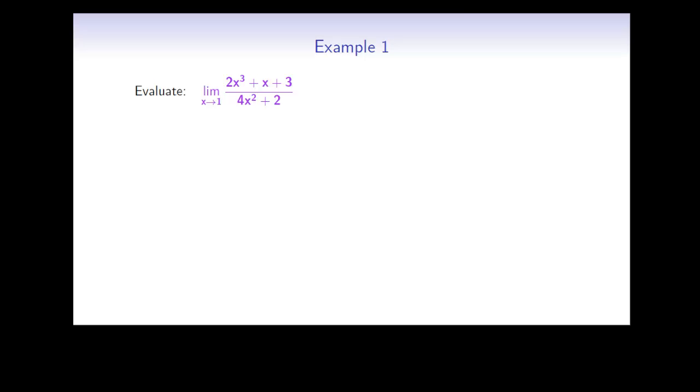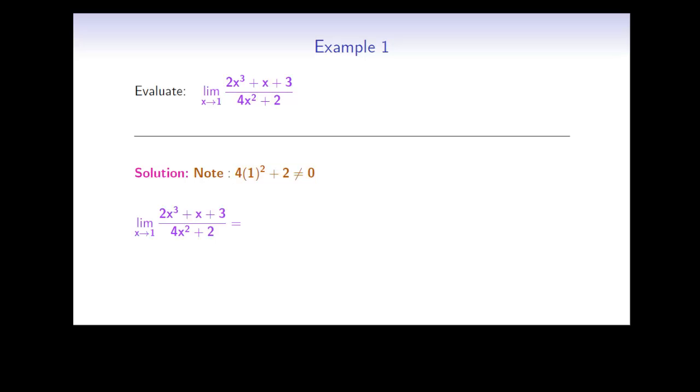Here's our first computational example. We're trying to find the limit of this rational function as x goes to 1. Notice that if we insert x equals 1 into the denominator, we do not get 0. This means that there is no division by 0, and so to evaluate this limit, all we need to do is insert x equals 1 in the entire expression, simplify, and the answer is equal to 1.